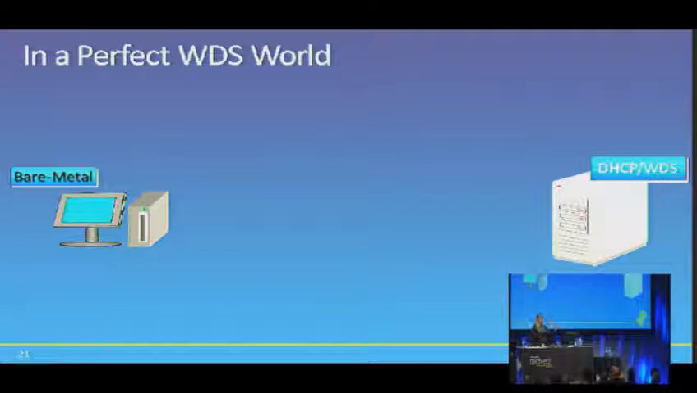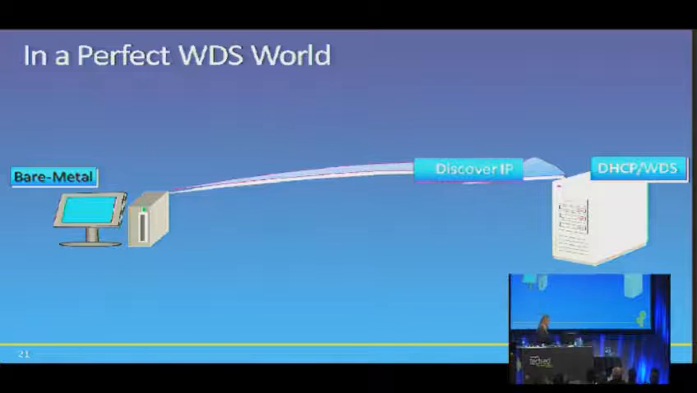In a perfect world, a VM world, what we have is a bare metal machine, and then I have a server that has DHCP and WDS installed on it. What should happen, have you heard of the DORA process when it comes to DHCP? A couple of you are nodding yes. Awesome. Not many people have heard this when I ask it.